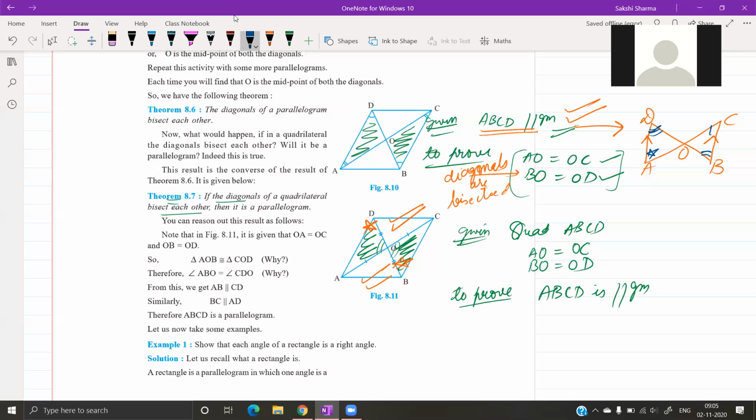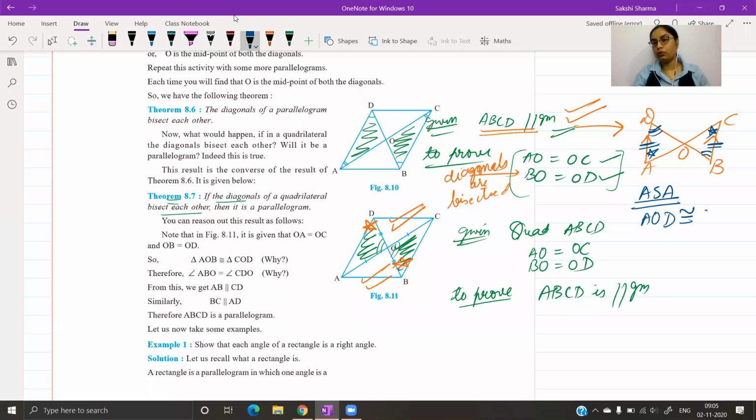Is that correct? Yes, ma'am. And then I already have a result which says that if it's a parallelogram, the opposite sides will be equal. Yes, ma'am. This can be done by ASA. Or you could take the pair of vertically opposite angles and then apply AAS. By ASA, triangle AOD will be congruent to triangle COB. And you can conclude AO equals OC and OD equals OB.